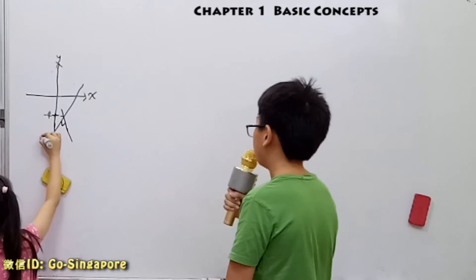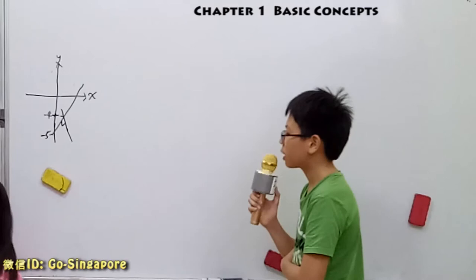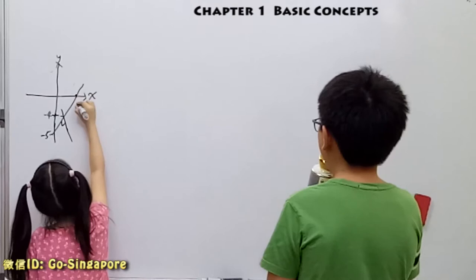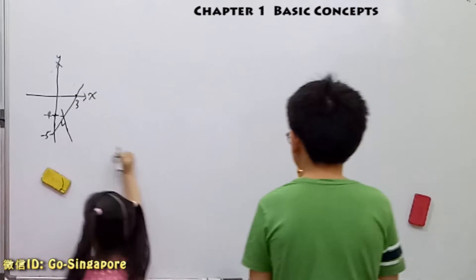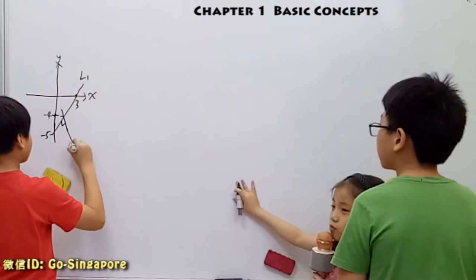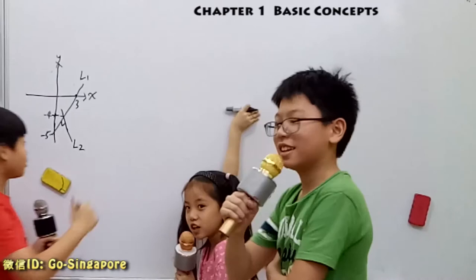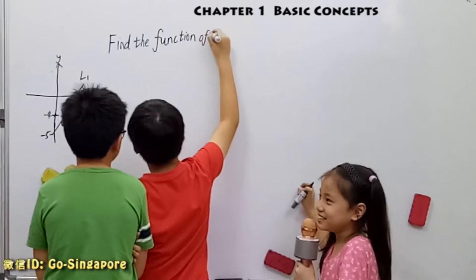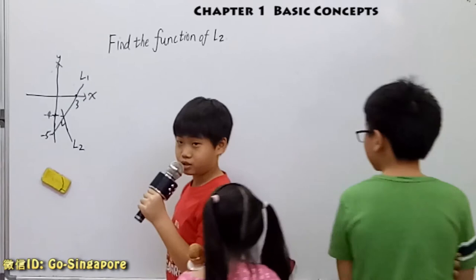Okay, then what do you want? How about here? Here. If you don't give the point, I cannot solve it. Okay, so there you want to give a 3. And I want you to find what is the function. Write it out. Function. Okay, I already say it out. Line 2, okay?